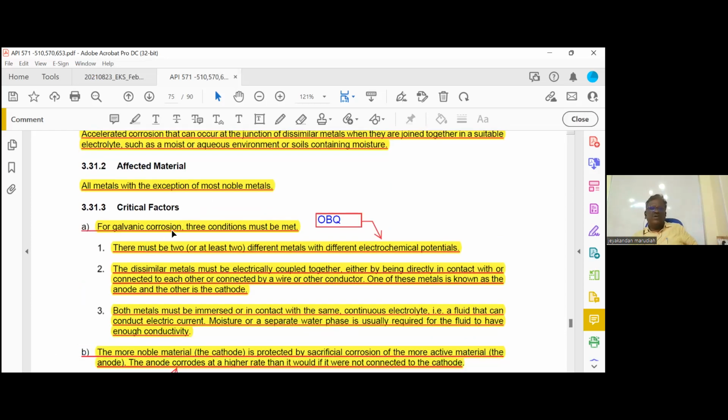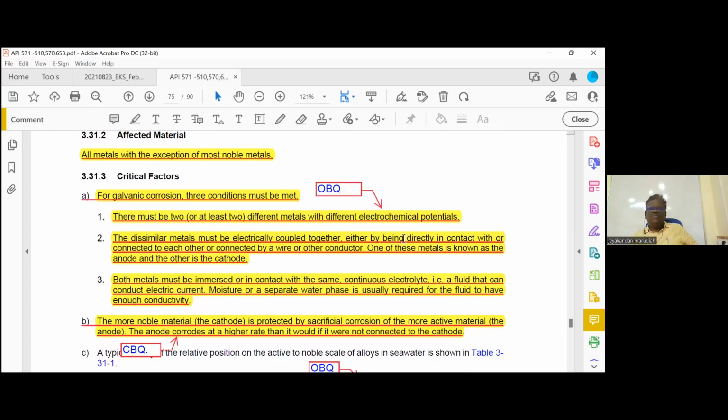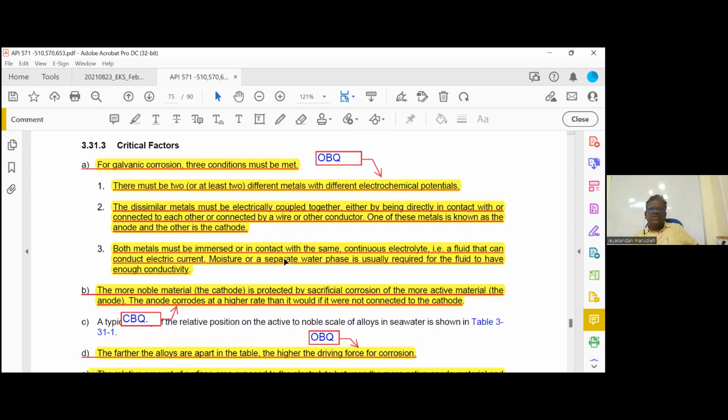Then this is important. For galvanic corrosion, three conditions must be met. There must be two different metals with a different electrochemical potential. That is an open book question. The dissimilar metals must be electrically coupled together, either by direct contact with each other or by a wire or conductor. One of the metals is known as the anode, another one is known as the cathode. Which will corrode? Anode will corrode, cathode will be protected. Both metals must be immersed in contact with the same continuous electrolyte, a fluid that can conduct the electric current. Moisture or a separate water base is usually required.